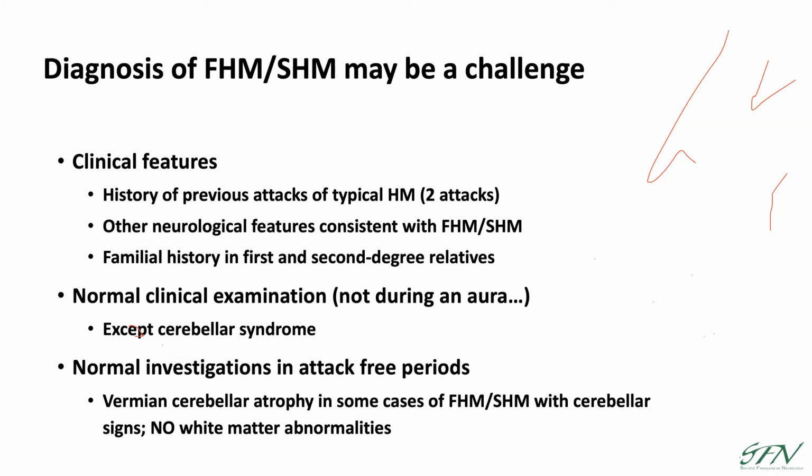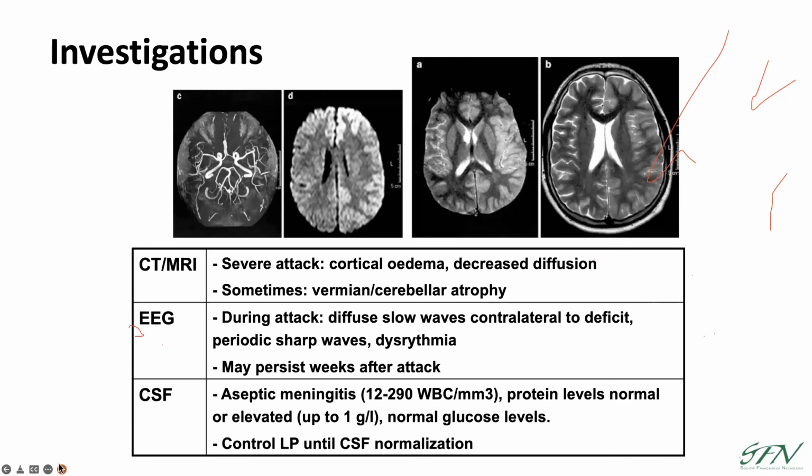Clinical examination done outside of an attack is usually perfectly normal, except sometimes for cerebellar syndrome. Investigations are normal in attack-free periods, except for cerebellar atrophy in some cases of familial hemiplegic migraine type 1. There are no white matter abnormalities and no signs of stroke on brain MRI. During severe attacks, investigations may be normal, or imaging can show a swollen brain, edema, cortical edema.